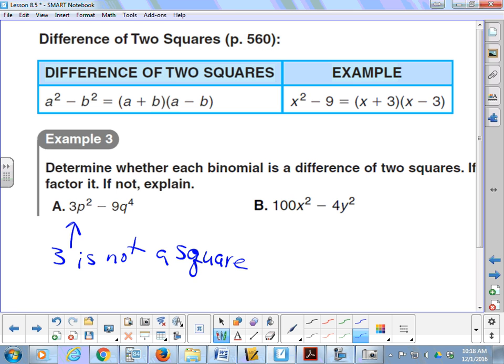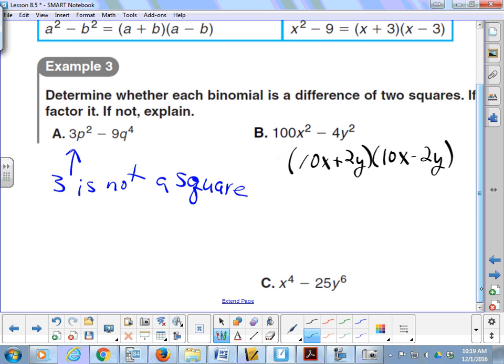All right, letter B. Johnny? So what do I get when I factor it? Good. We have 10x is squared to make 100x squared, and 2y is squared to make 4y squared. So I say 10x plus 2y and 10x minus 2y. Good. Those are some of my favorites because those are the easiest things to factor. If you find the difference of two squares, those are usually the easiest ones to do.